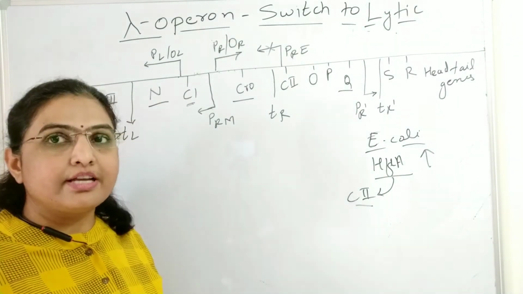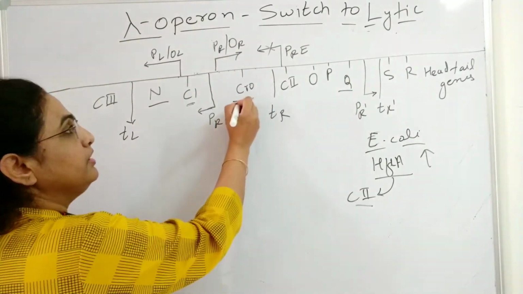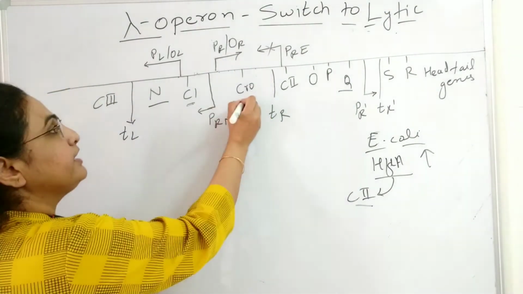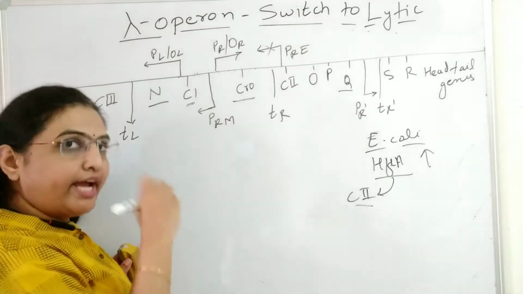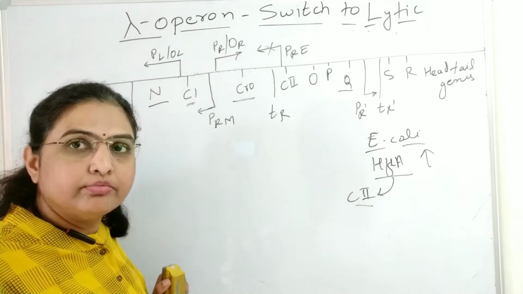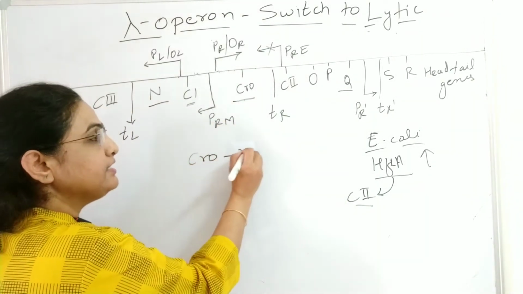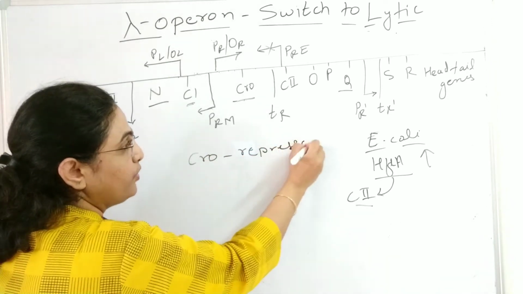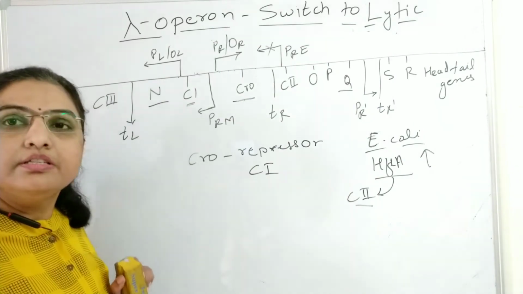So there will be synthesis of the proteins CRO and N. That is, there is transcription of CRO and N, which are the positive regulators of the lytic cycle. Now CRO is a repressor, and it is a repressor of C1.